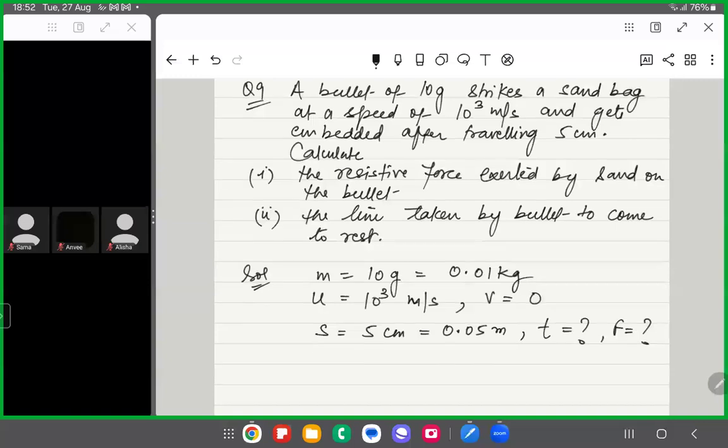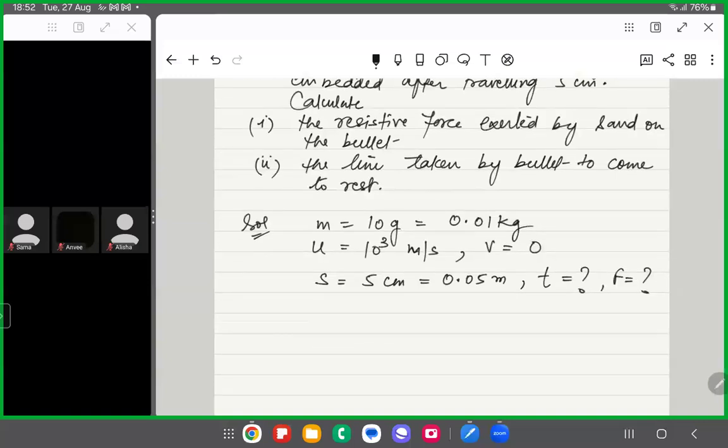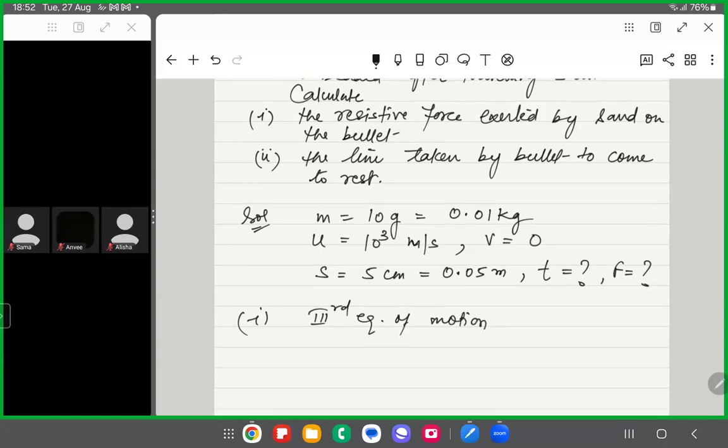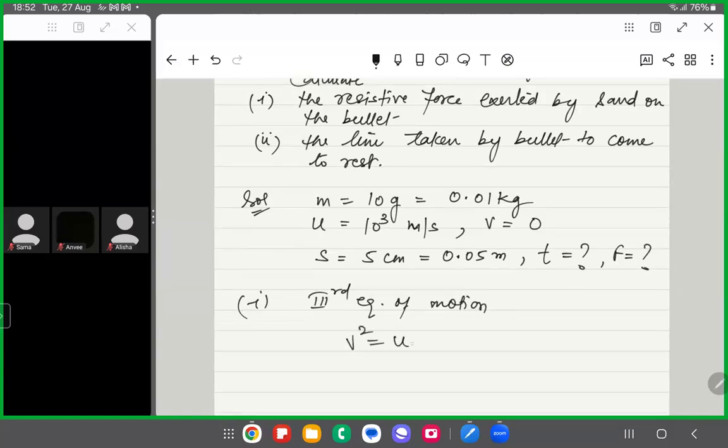Right? Now you have to find t and F. To find F, you need to find acceleration also. Now, the first part: resistive force exerted by the sand on the bullet. What we have? s, u, v. This much we have, so we can use the third equation of motion. Yes or no? So using the third equation of motion, we can find the acceleration. What is that? v square is equal to u square plus 2as. Right?